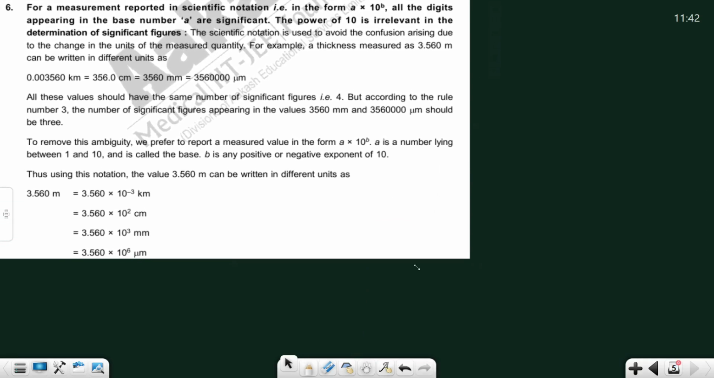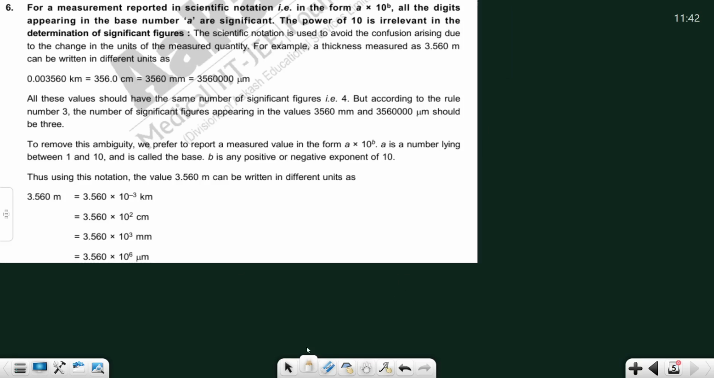So the last rule is with the scientific notation for measurement. What is the scientific notation? If you write something like 3 into 10 to the power 8, it is of the form a into 10 to the power b. Whatever you are writing in the form of a will be counted as significant, and whatever you are writing in the 10 to the power b won't be counted as significant figures. So this is the significant part, and this is insignificant. This is the scientific notation.